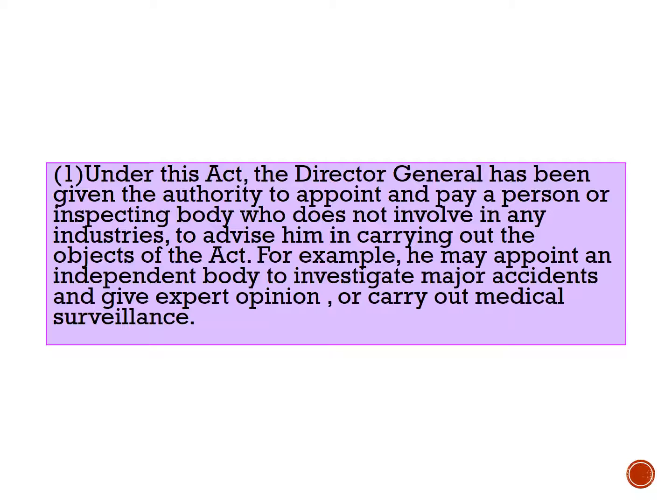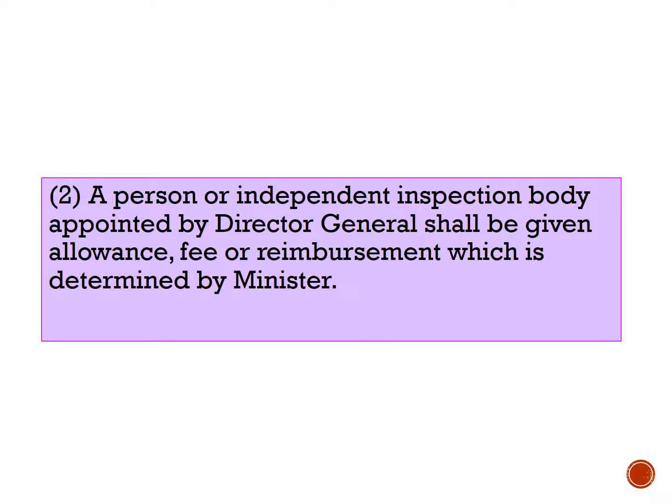Under this Act, the Director General has been given the authority to appoint and pay a person or inspecting body who does not get involved in any industries to advise him in carrying out the object of the Act. For example, he may appoint an independent body to investigate major accidents and give expert opinions or carry out medical surveillance. A person or independent inspection body appointed by the Director General shall be given allowance, fee or reimbursement which is determined by the Minister.